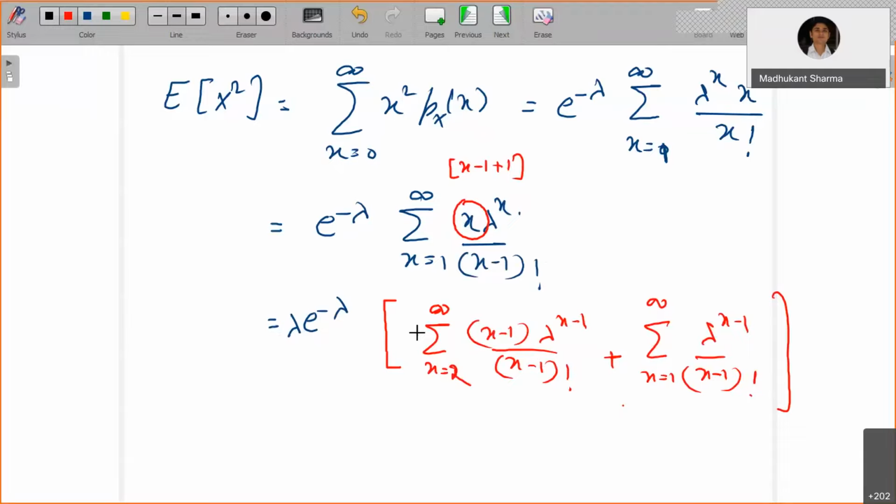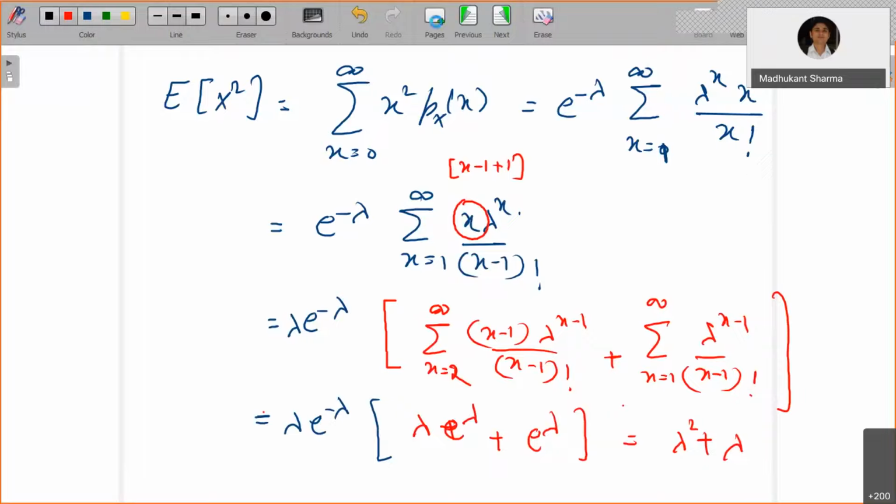And then you have one more lambda that comes out. So that's going to be equal to lambda times e to the power minus lambda, times lambda times e to the power lambda, plus e to the power lambda. So in total, that's going to be lambda square plus lambda.